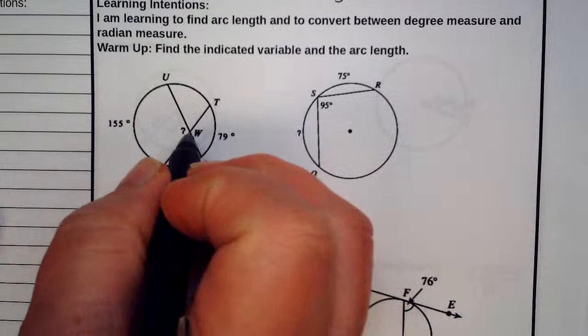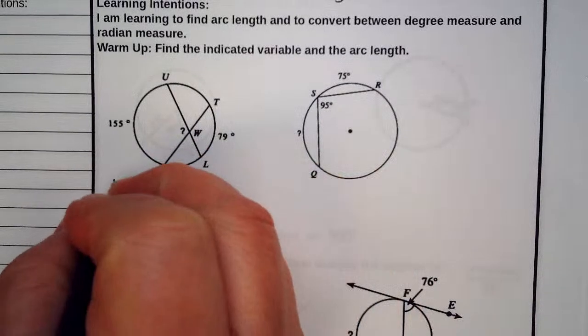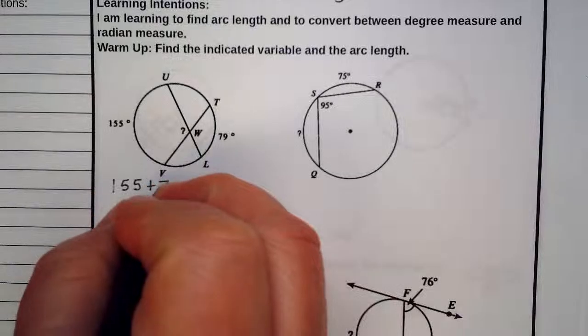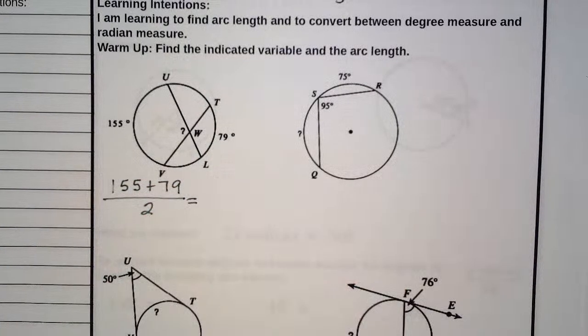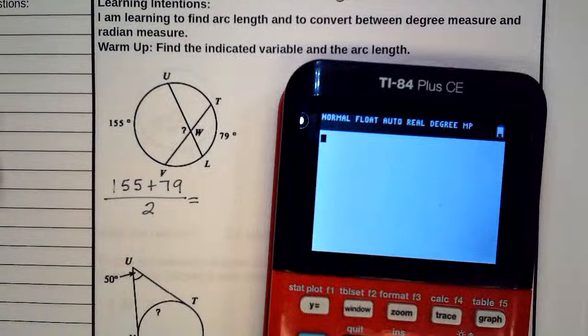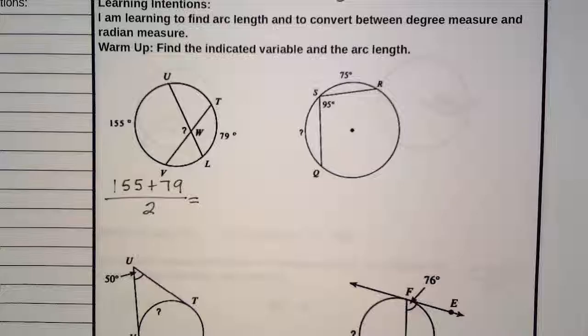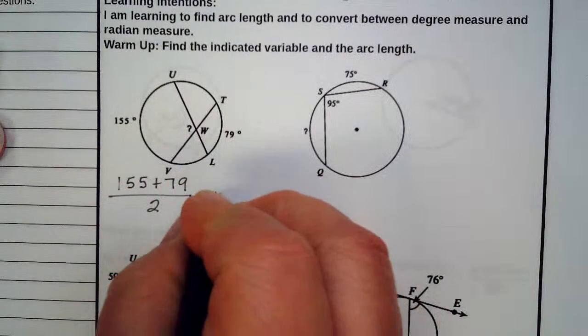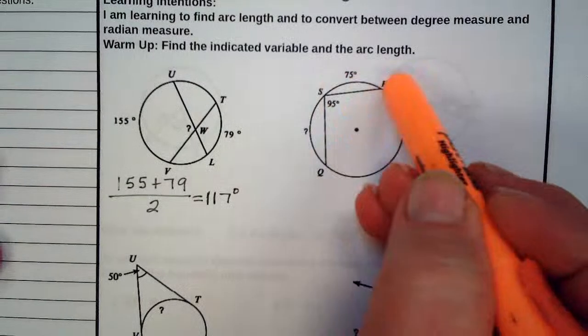When the vertex is inside the circle, we add and divide by 2. So 155 plus 79 divided by 2 will give me my degree measure. And I end up with 117 degrees. And we're done.